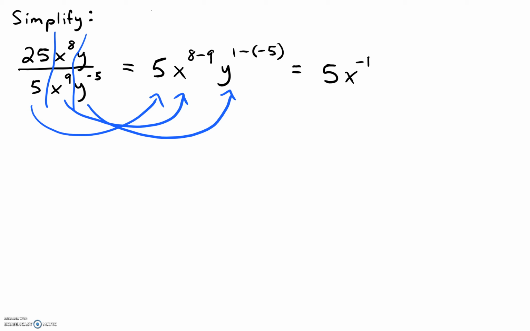And then y to the 1 minus a negative 5. Two negatives become a positive, so that's the same thing as 1 plus 5. So that gives us y to the positive 6.